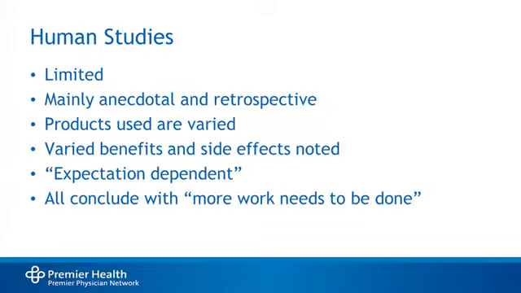In humans, the studies are limited and mainly anecdotal and retrospective. The products used are varied. There are varied benefits and side effects noted in these studies. It was found that the results tended to be expectation dependent. That is, if people expected that they would get better, they were more likely to, or if they expended more effort in trying to get the medication, they were more likely to feel that it was effective rather than not effective. All conclude with the statement that more work needs to be done.